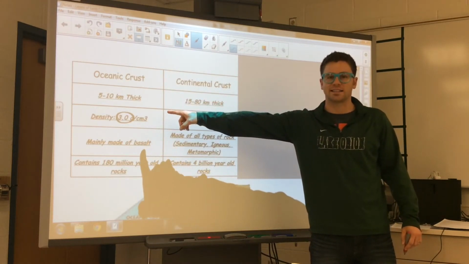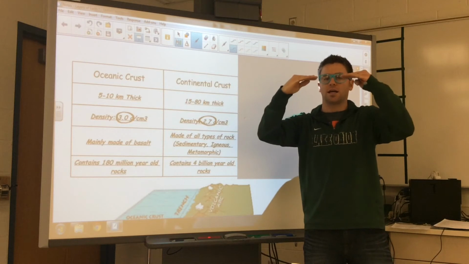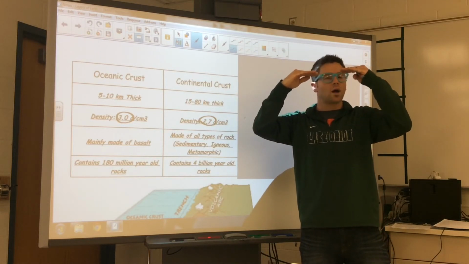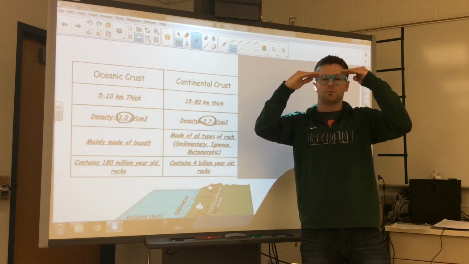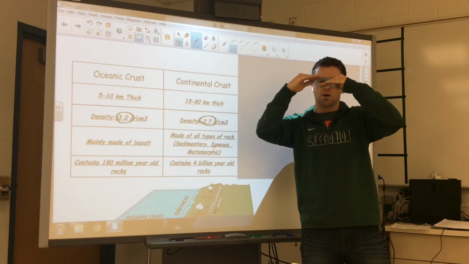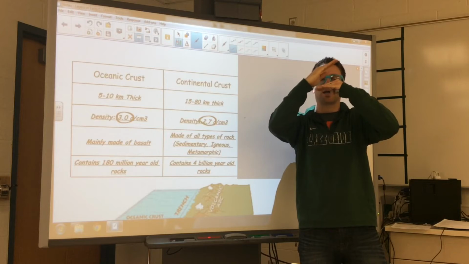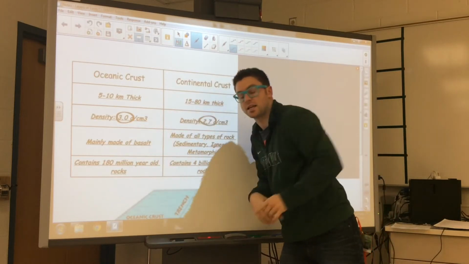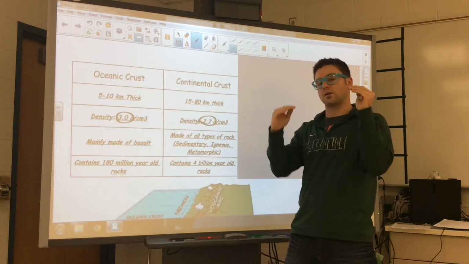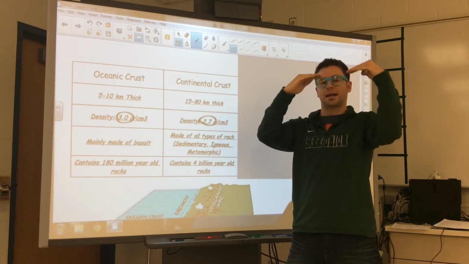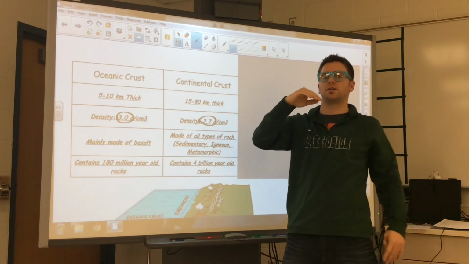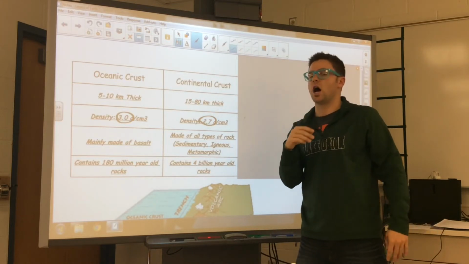Oceanic crust is more dense, and therefore, if oceanic crust meets continental crust, where's the oceanic crust going to go? It's going to go down underneath the continental crust, pushing the continental crust up, right? So that's where the density comes into factor. Where the oceanic crust meets continental crust, the oceanic is more dense, so it's pushed down into the mantle. Continental crust is pushed up, right?